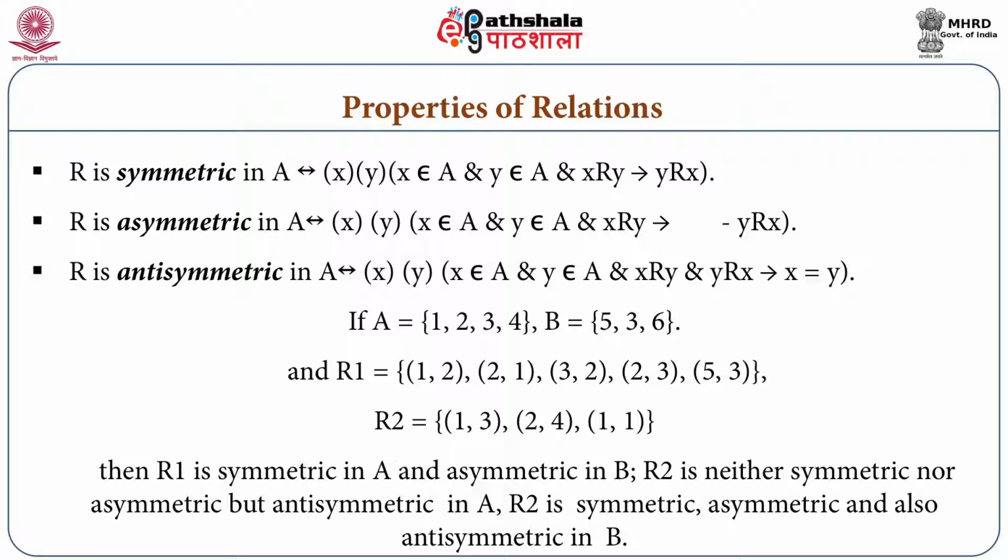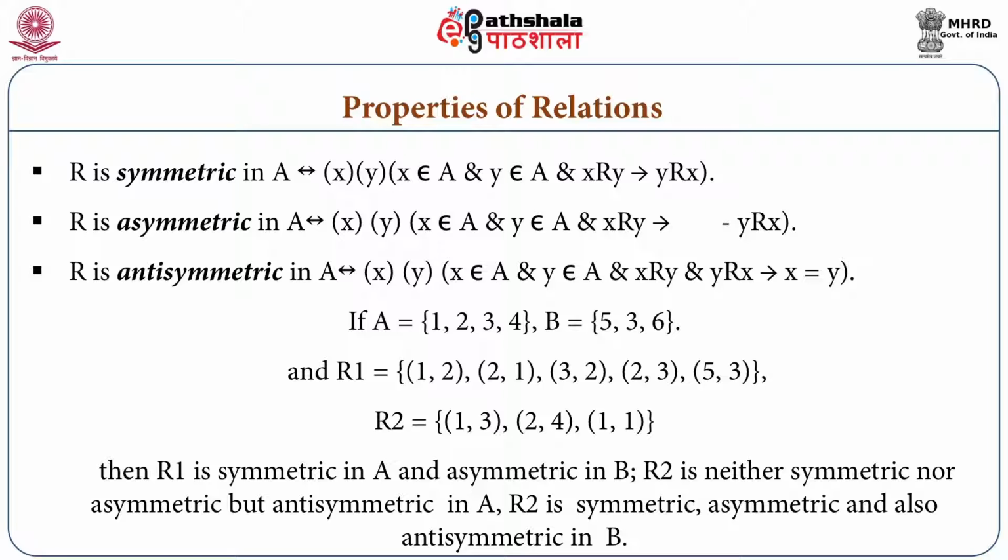(5,3). Is there (3,5)? But is 5 a member of A? No. That means it is immaterial. We only need to consider which are members of the set A. And since 5 is not a member of A, we don't consider it. In which case, this is considered symmetric.